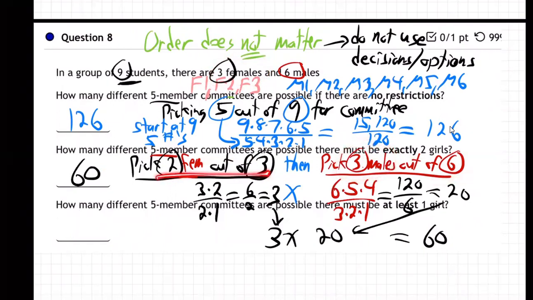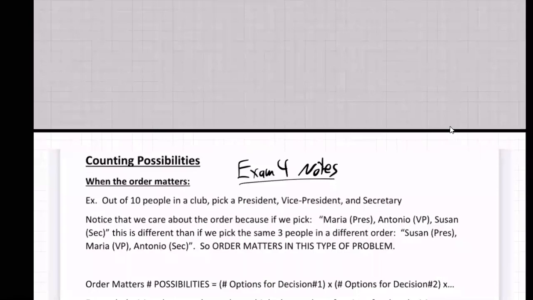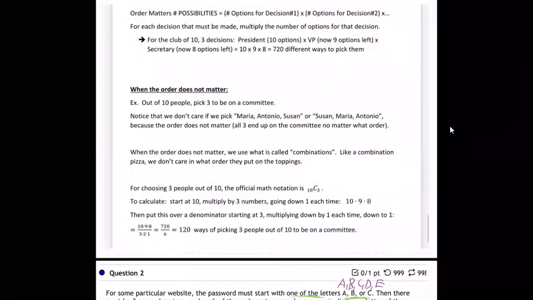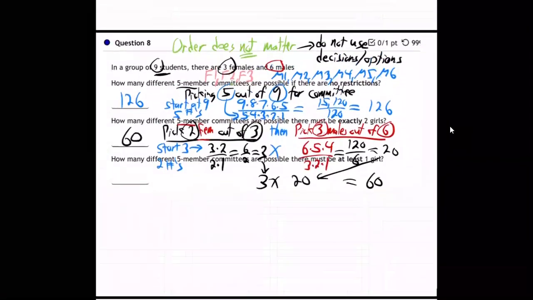So how do you pick 2 out of 3? Well, that's what I'm saying. When order doesn't matter, you start at the first number. Remember how that, getting the hang of that? Start at 3, write 2 numbers. That's what it says down here, right? Did you get that in the notes? Start at 10, multiply 3 numbers: 10, 9, 8. And then divide by that second number all the way down to 1. That's how we do it when order doesn't matter.